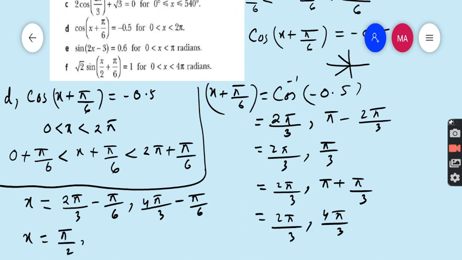I am not showing the working because this is very easy working. In the second, take 6 and 3, you will have 8 pi minus pi, that is 7 pi by 6. Sorry, not pi by 6, the answer of the first is pi by 2, and the answer of the second is 7 pi by 6. Hope you understand.